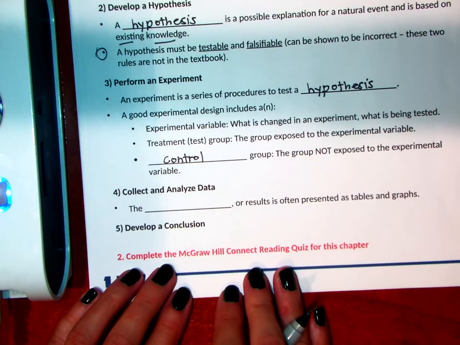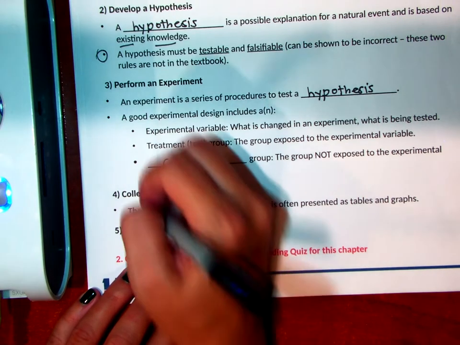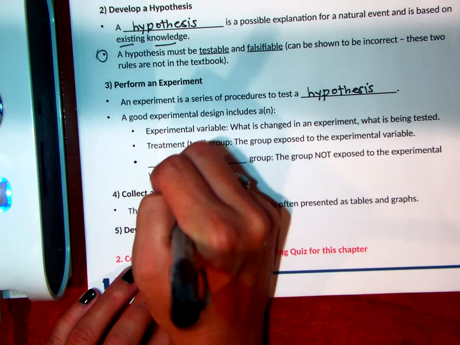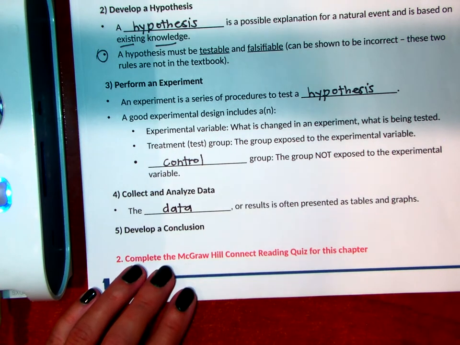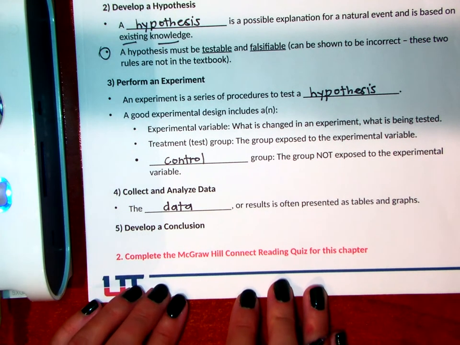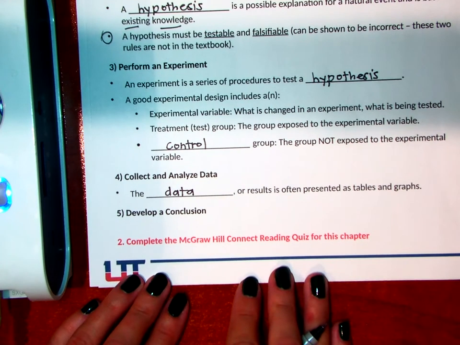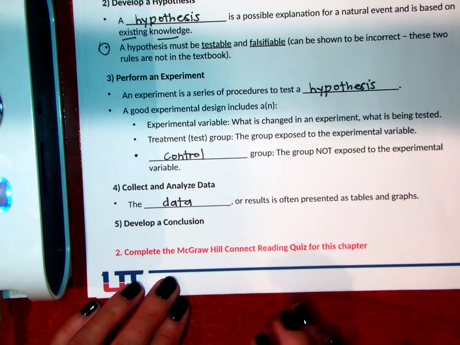So once you have done your experiment, it's time to collect and analyze the data. And the data or results are often presented as tables and graphs, which we'll look at some examples of in just a minute. And then step 5, finally, is to develop a conclusion.